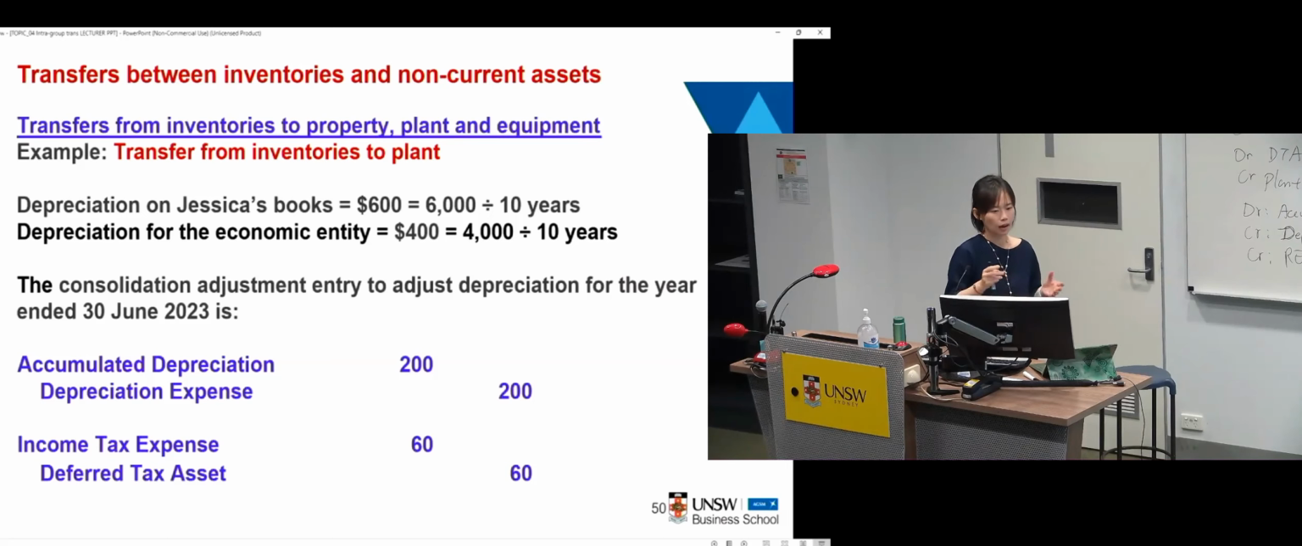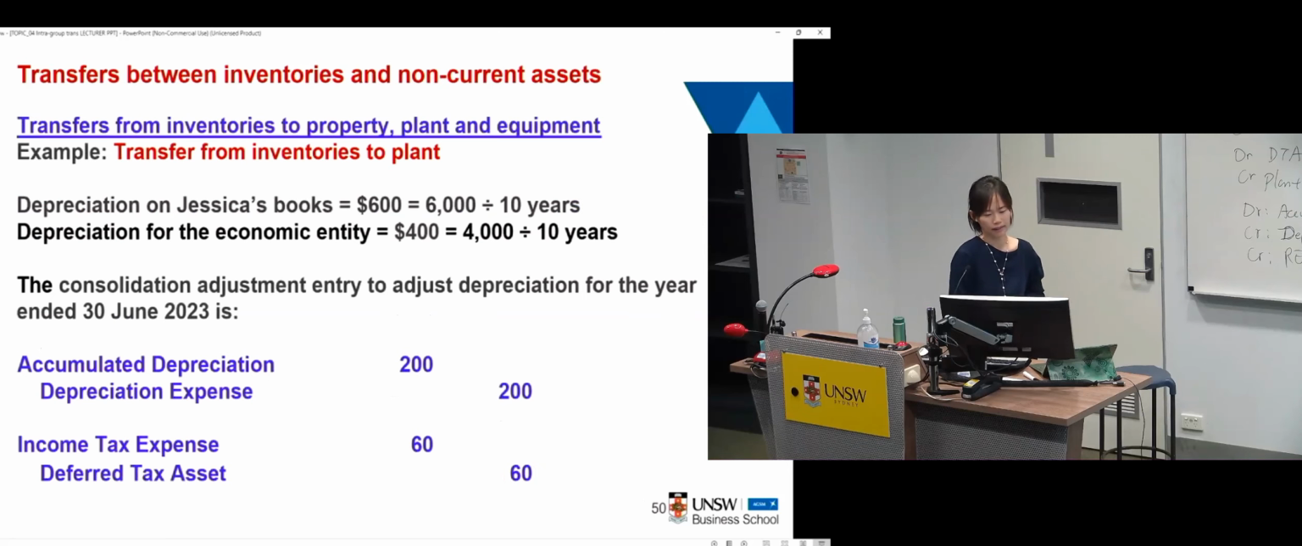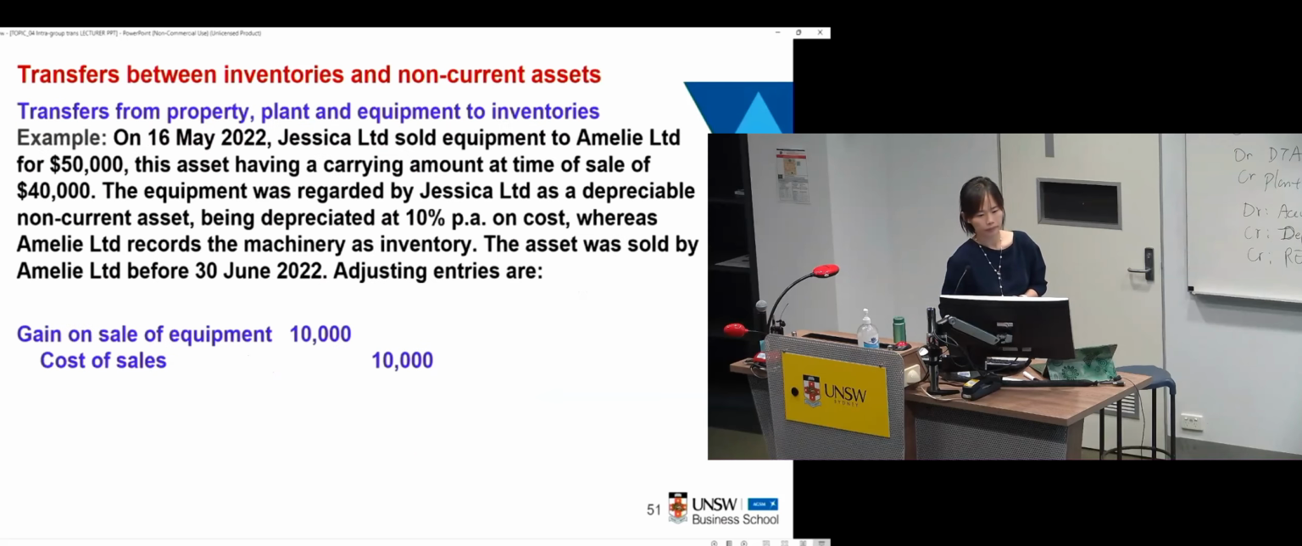Now, if the worksheet entries are required to be prepared on 30 June 22, now this is your answer, all right? If the worksheet entries are required to be prepared in the year when these transactions took place, you should adjust the revenue, cost of sale, right? Okay, so let me know if there's any question, right?